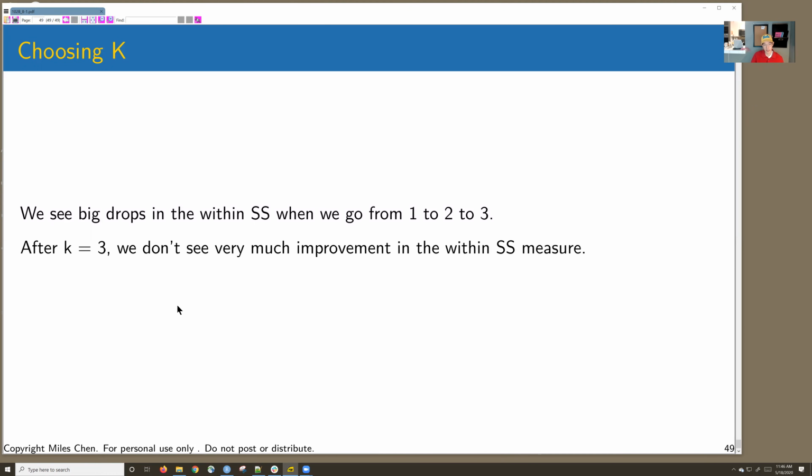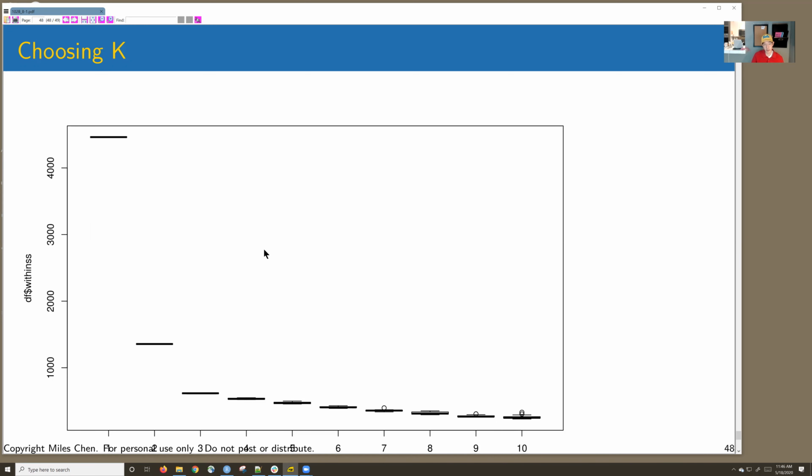And so after k equal to 3, we don't see very much improvement in the within sum of squares measure. So looking at something like this, we'd probably say, let's look for k equal to 3. But if you have a justification, like if you're familiar with the data and you say, yeah, it makes sense to have 6 clusters, then sure, go for it, okay? But that requires a little bit of subject knowledge, subject expertise that should be applied there, okay?